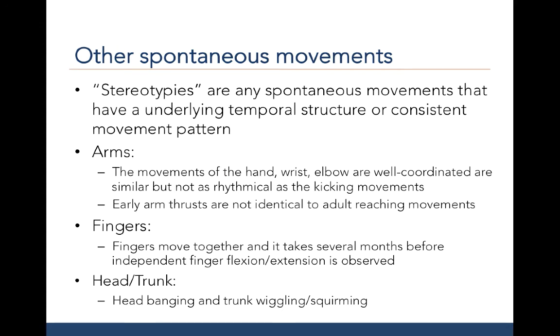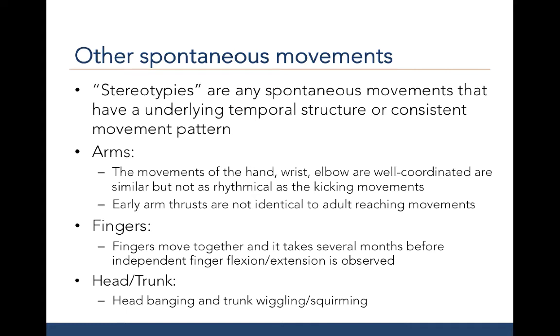Stereotypies are any spontaneous movements with an underlying temporal structure or movement pattern, like the kicking movements that we just discussed. But there are many other stereotypies that are seen for different body parts. For example, the arms show patterned movements at the elbow, wrist, and hand that are well coordinated. These movements are similar to, but not as rhythmical as, the kicking movements that we just discussed.